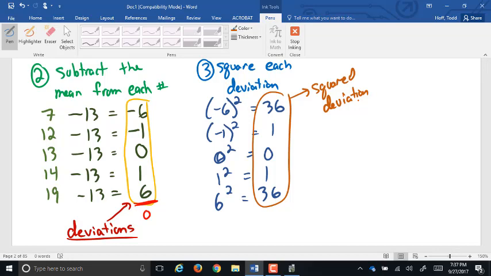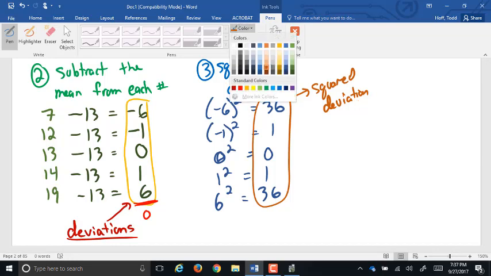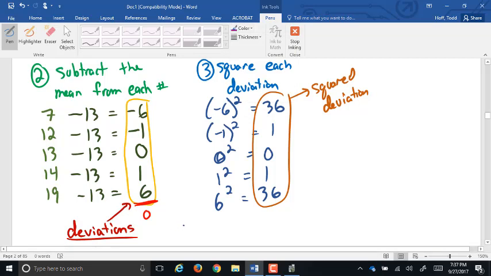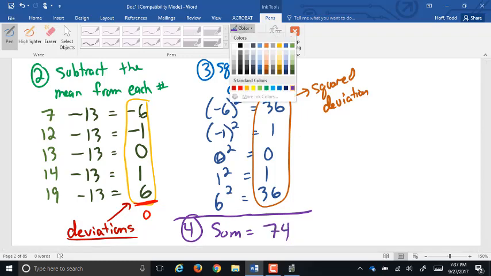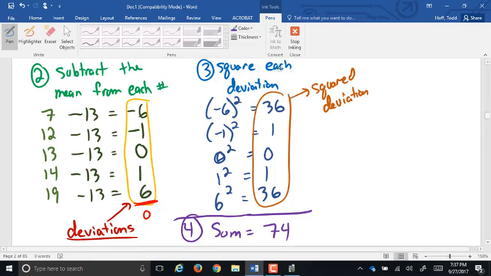Next, step 4 is to find the sum or the total. If we add those up, what do we get? 74. That is called the sum of the squared deviations.